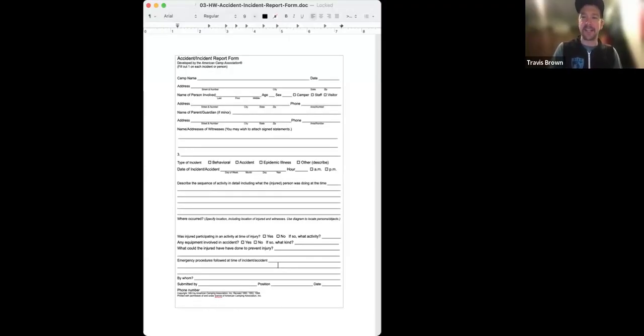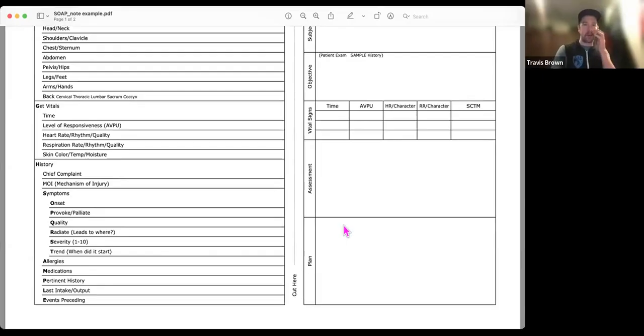Sweet. Well, let's dive into SOAP notes a little bit, and I'll switch screens. Okay, there we go.